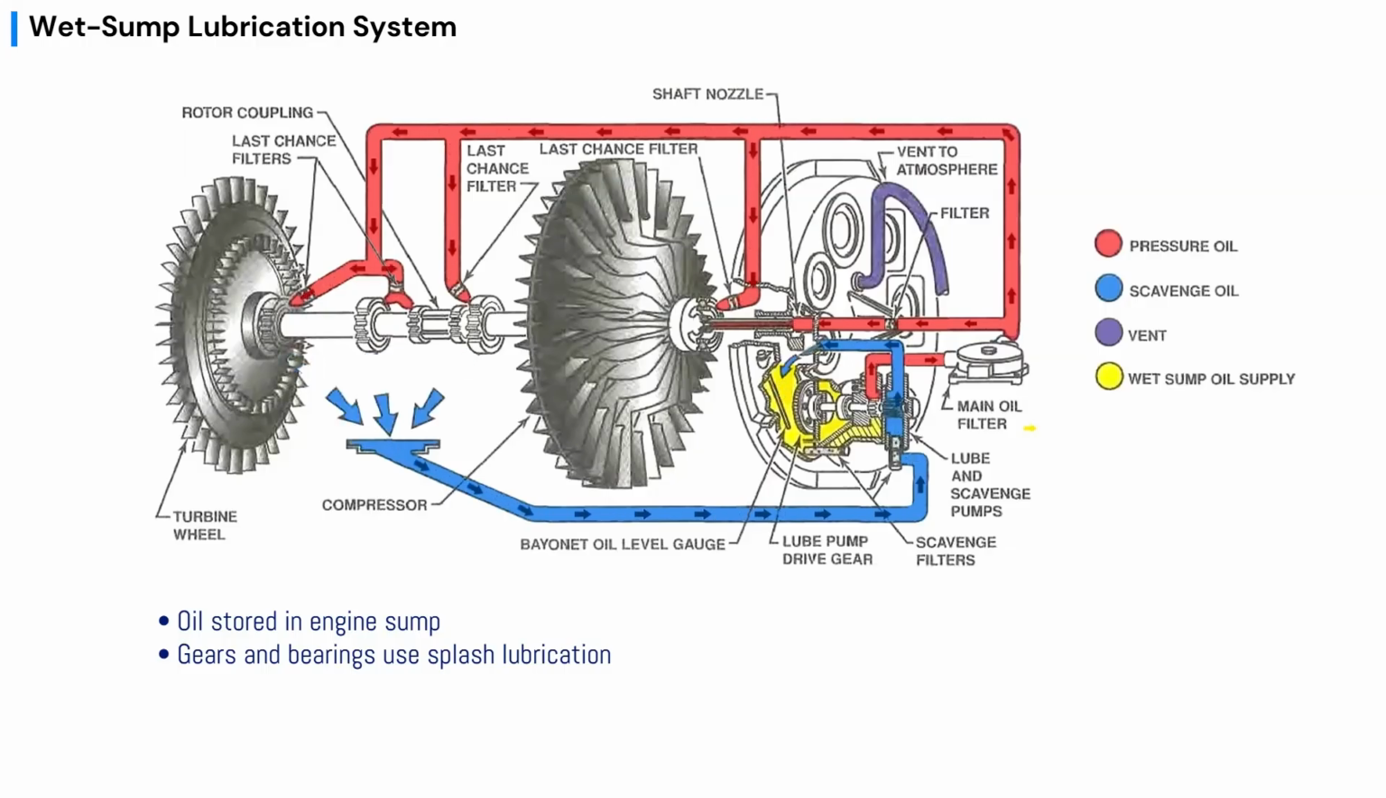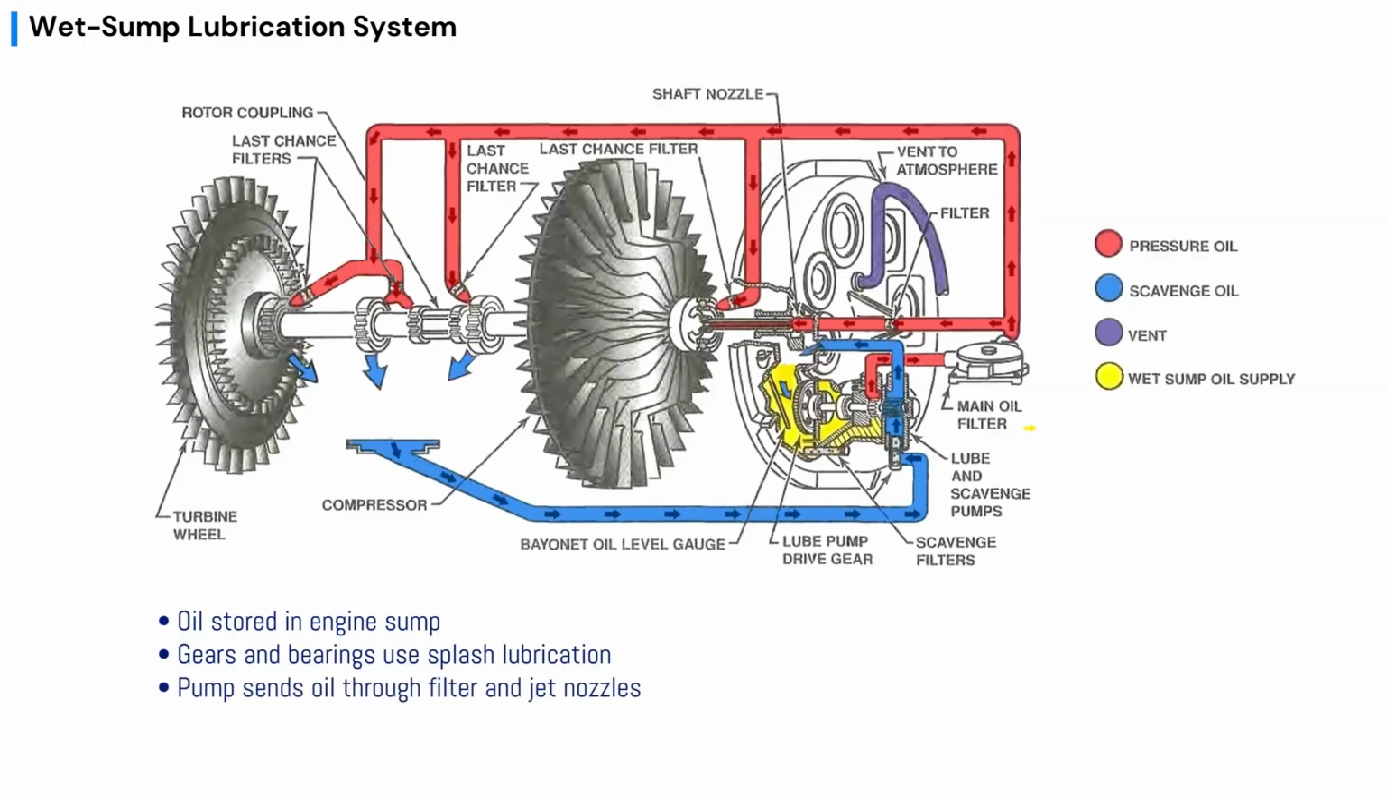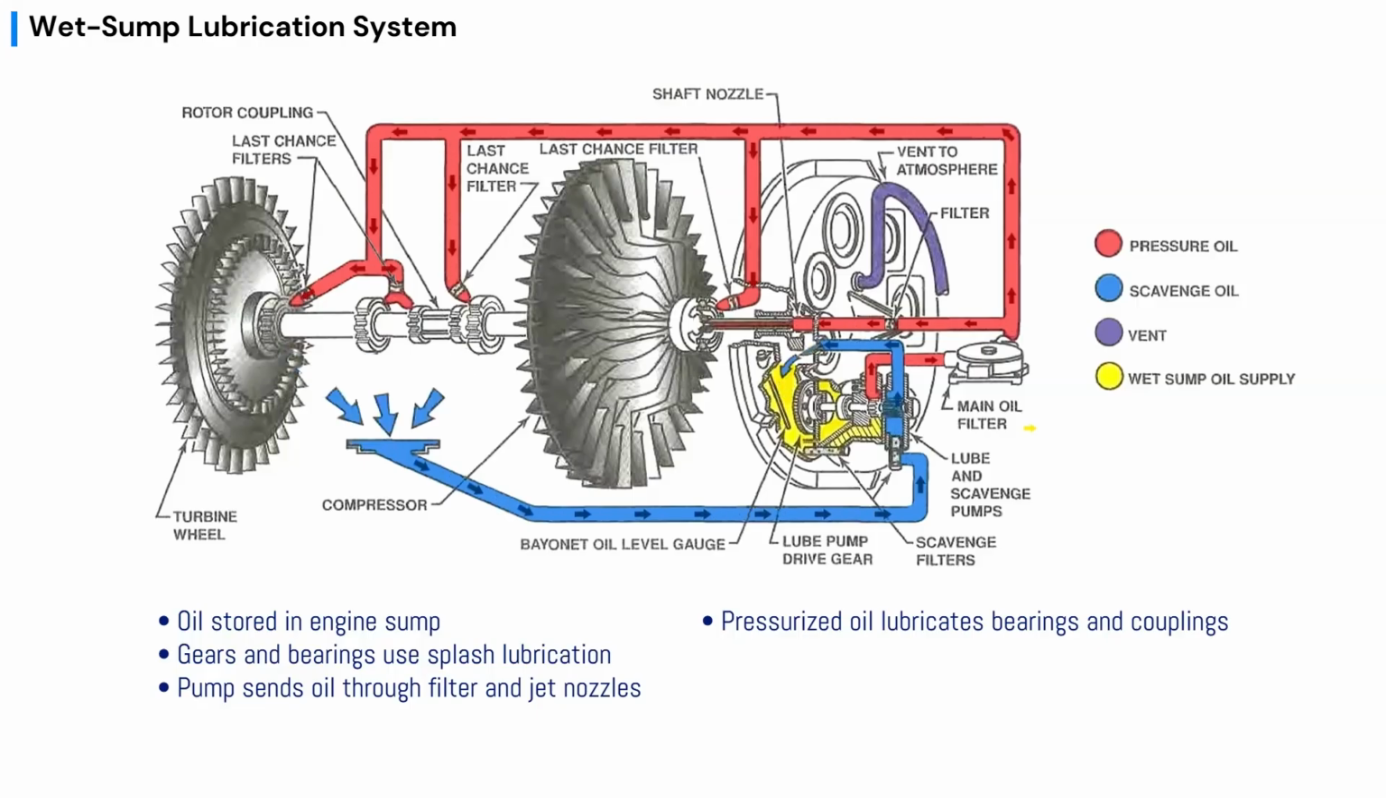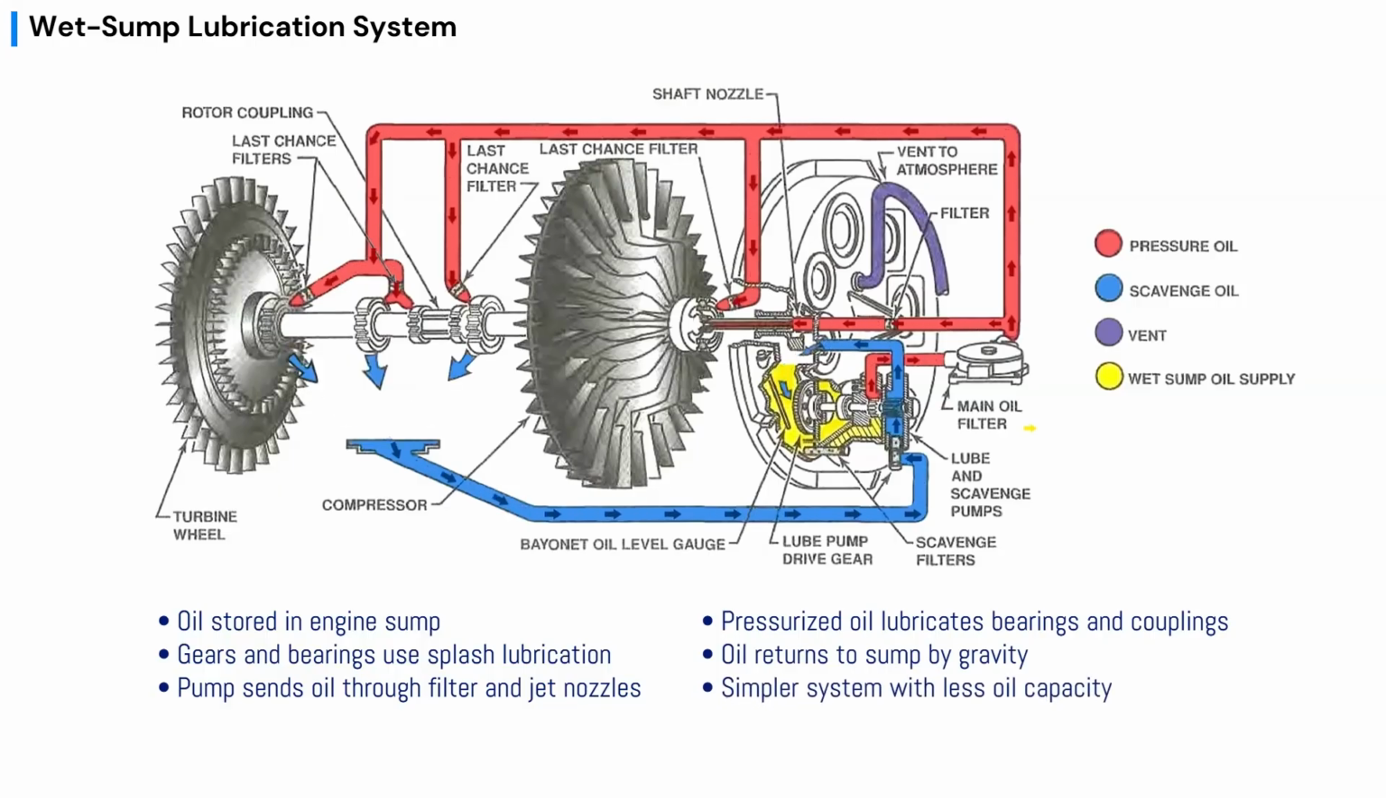Other engine parts still receive pressurized oil from a pump. The oil passes through a filter and then through jet nozzles that spray oil onto bearings and couplings. After lubricating the engine, the oil simply drains back into the sump by gravity. This makes the Wet-Sump system simpler than a Dry-Sump system, but it usually carries less oil and offers less control of oil temperature. Let's quickly review.